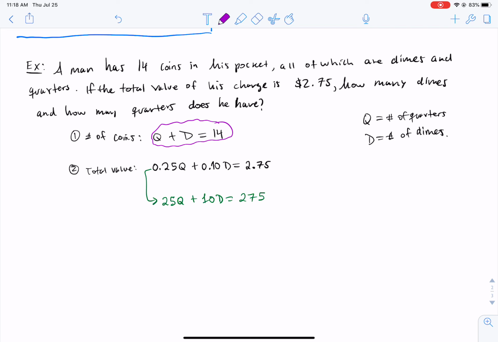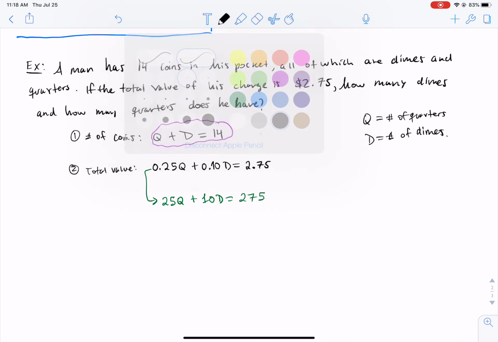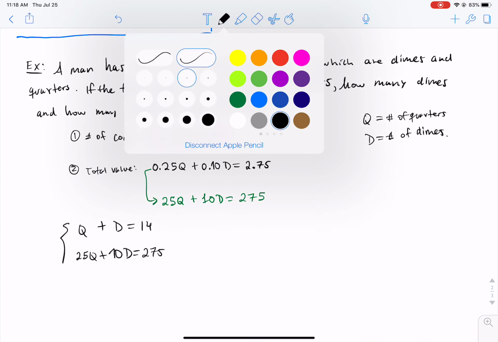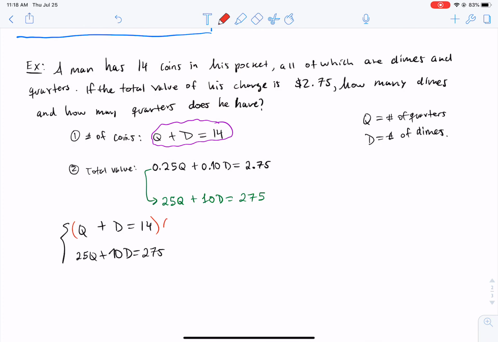So on the first one you have 1D, and in the second one you have 10D. You want to have the opposite amount. So in the first one you multiply by negative 10. I'm going to write it like this. I have Q plus D equals 14, and 25Q plus 10D equals 275. I'm going to multiply the first equation by negative 10, so I can have opposite amounts of these. I'm going to have this system of equations: negative 10Q minus 10D equals negative 140, and 25Q plus 10D equals 275.